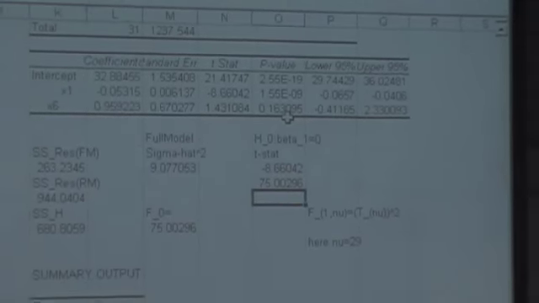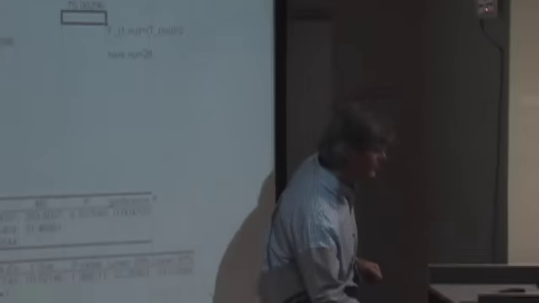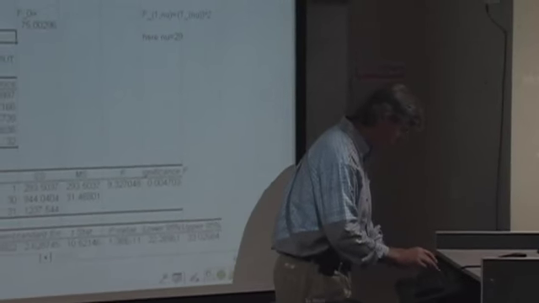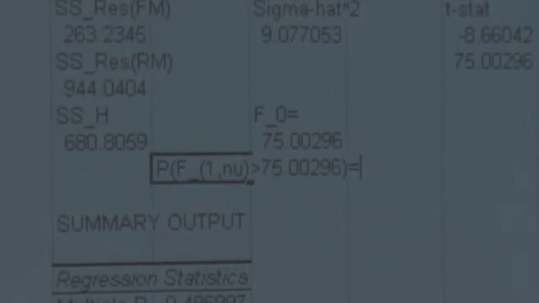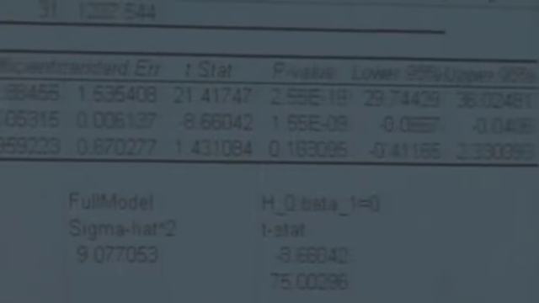So what I have is that the probability, if you want this written down, that an F random variable of 1 and nu degrees of freedom is greater than 75.00296, that is, an F random variable bigger than this F naught value that we found, that probability is equal to this number here, 1.55 times 10 to the minus 9.